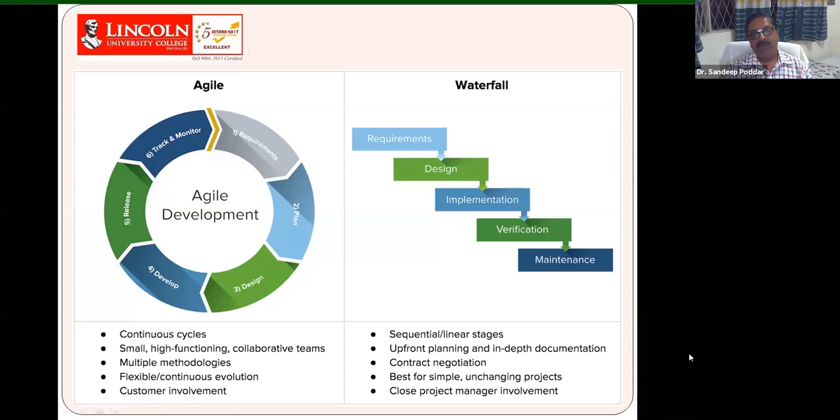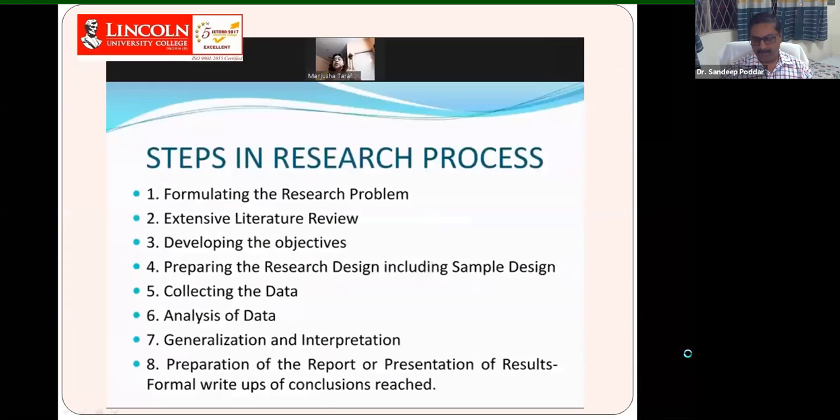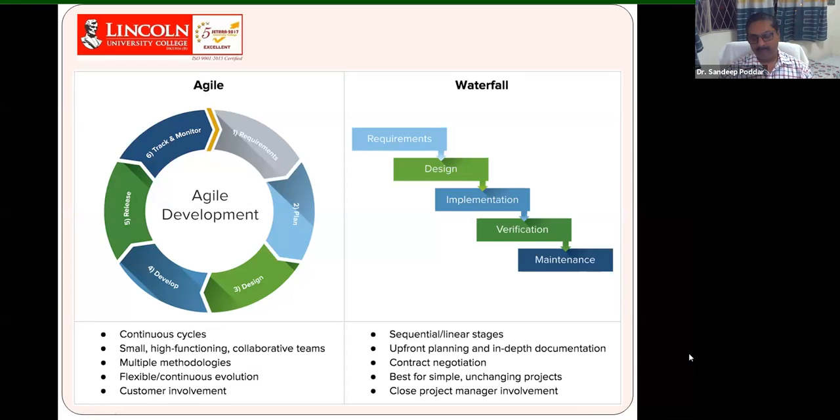Now, when we are doing the research, there is a continuous cycle that we start from the requirement, like literature survey, as Madam told. Then we go for the planning, designing of the research. Then we go for the development, and then release, and then track and monitor the results, etc. So the same thing, both we are doing. And this one is a continuous cycle, and this one is a sequential or linear stage.